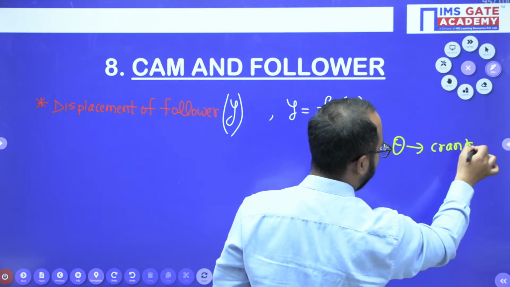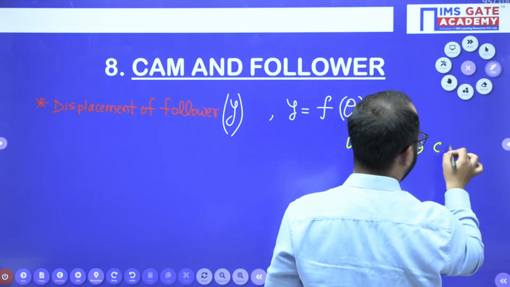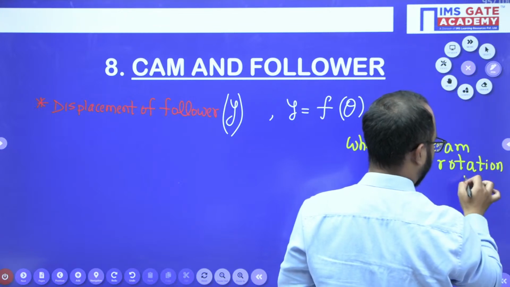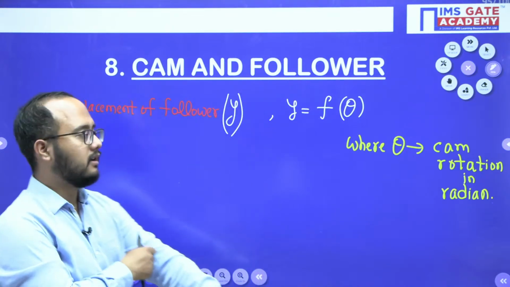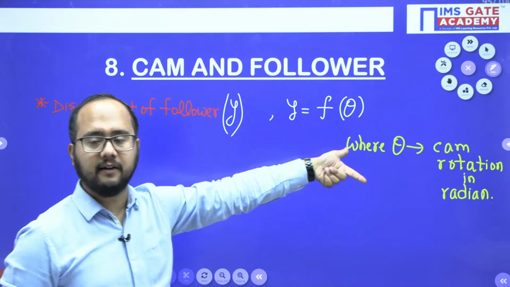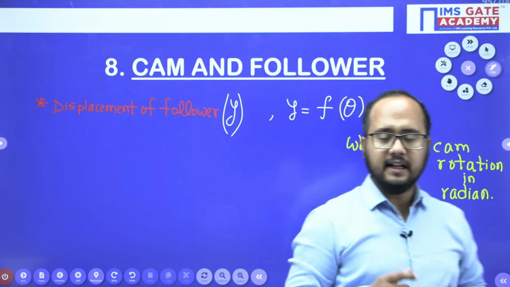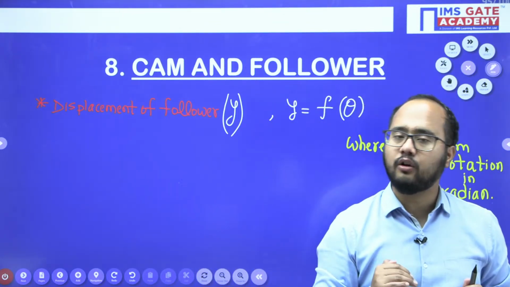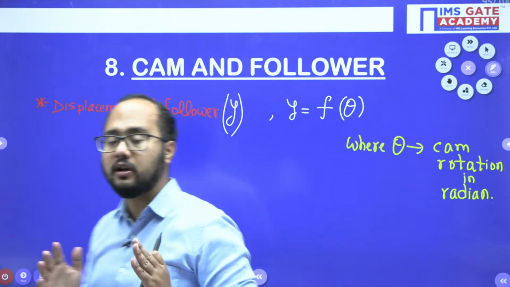the cam rotation, sorry, not crank, we have to say the cam, cam rotation in radian. So displacement of follower y is a function of theta. This relation we have to establish during the analysis of cam and follower. This is our task here: to establish the relationship between the displacement of your follower and the cam rotation. That is the task we need to do during the analysis.